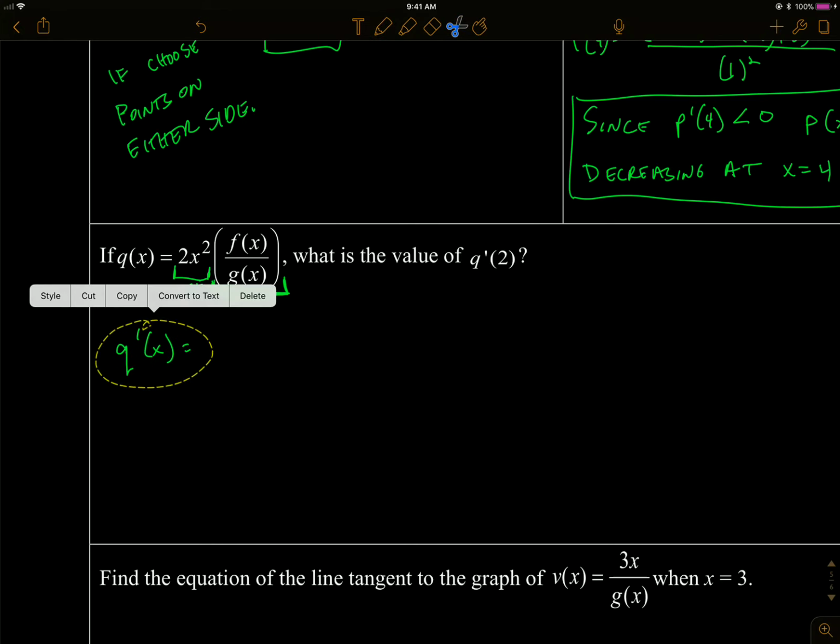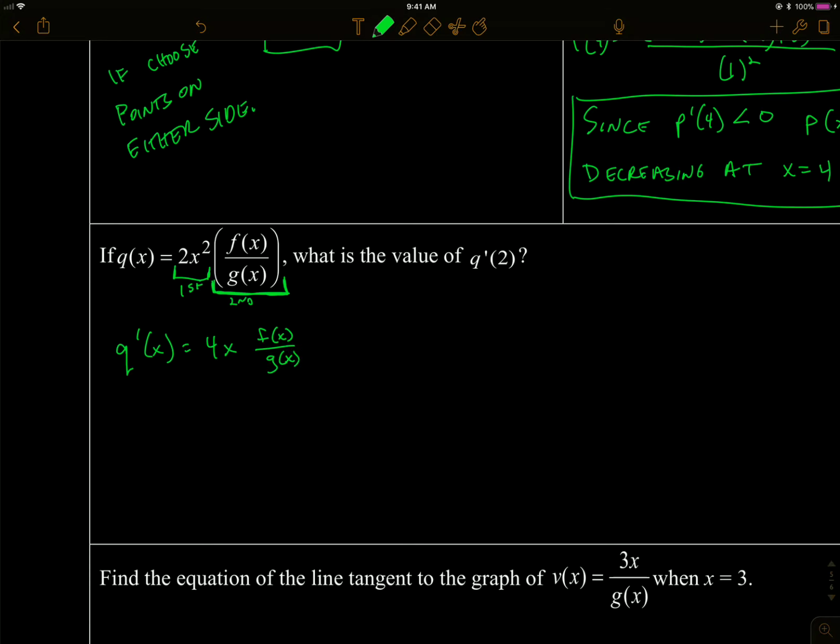Move this down a little bit. Product rule says derivative of the first times recopy the second, plus recopy the first times derivative of the second, which is now going to be a quotient rule. So you have a quotient rule inside of a product rule. So it's going to be derivative of the numerator times recopy the denominator, minus recopy the numerator times derivative of the denominator, all over the denominator squared.